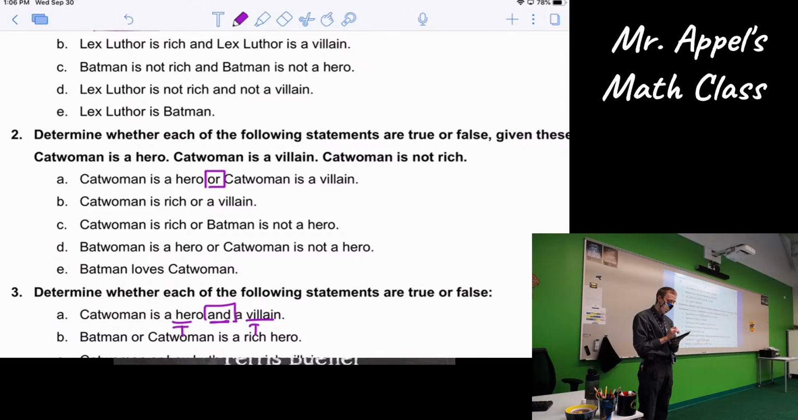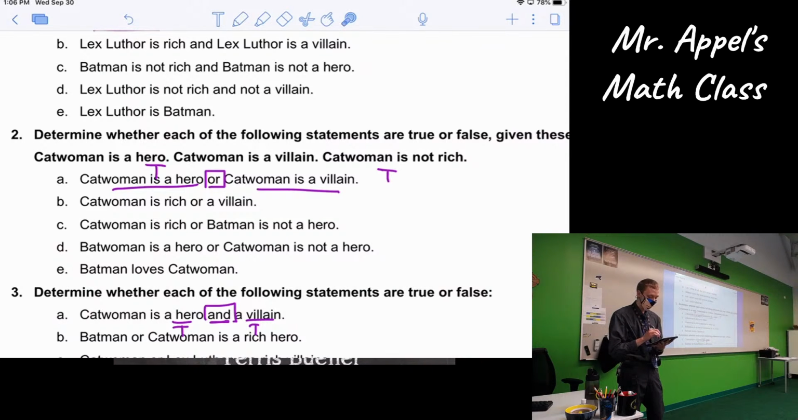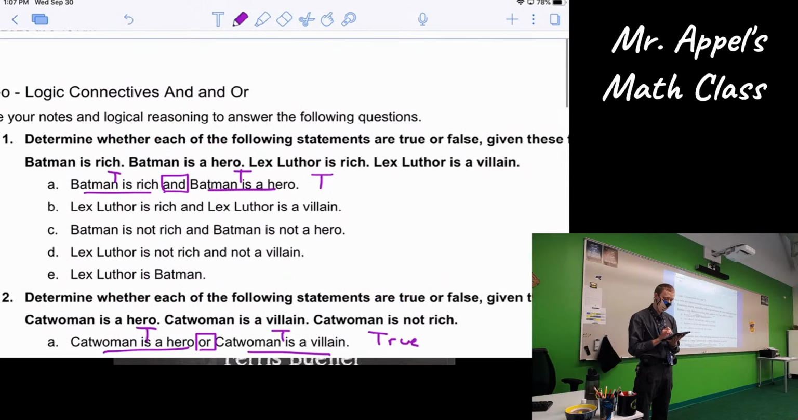So you could check just here. One side, Catwoman is a hero. That's exactly what we said up here. That is true. That side's true. Boom, the whole thing is true. You don't really need to check the other one. But we will right now, just for the sake of completion. Catwoman is a villain. We did write that as is up there. That is given as true. So in this case, both sides are true, but they don't have to be. As soon as you got one, you can say the whole thing is true. And you know what? Let's take like 2 extra seconds. We'll write out the whole word here.